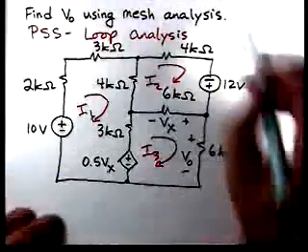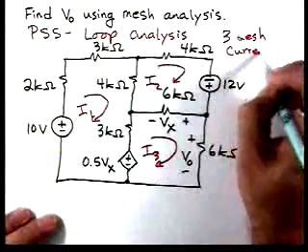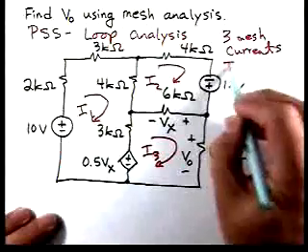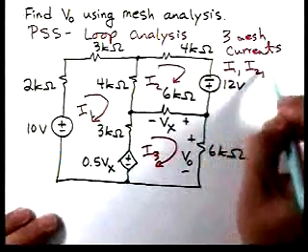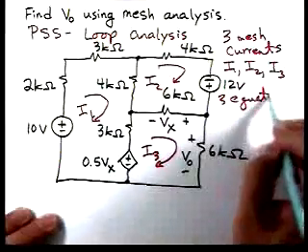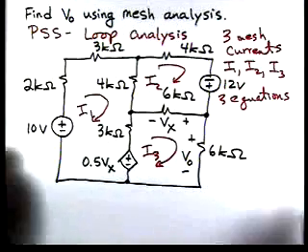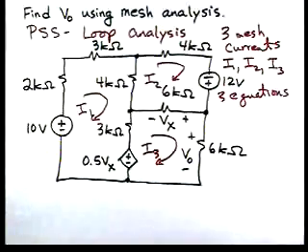So we have 3 mesh currents, so we're going to need 3 equations. And since there are no current sources, we won't need any constraint equations. So let's start by applying KVL to the 3 meshes.